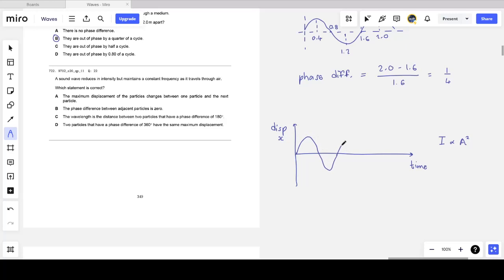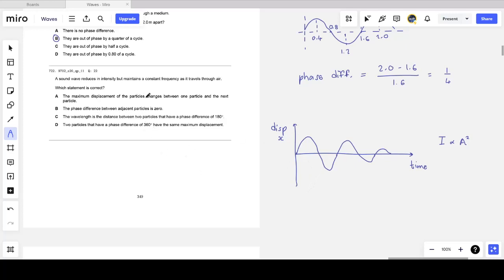where every subsequent crest is smaller, every subsequent trough is smaller, and eventually the wave will just have a zero amplitude. Okay, and so we still have a constant frequency and a constant period, but we have differing amplitudes, because we have differing intensities. And so we want to know which of these statements are correct.